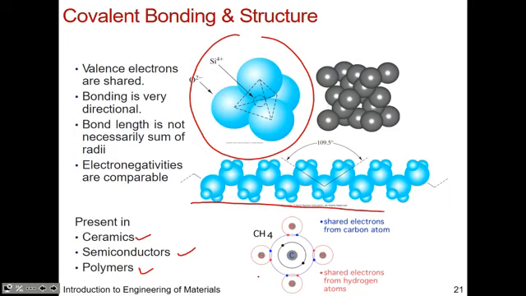Here you see a polyethylene chain, right? And we'll go into detail about that, where N describes the number of mers or monomers. And here is methane, CH4, and you can see sharing between carbon and hydrogen, and they're denoted as sharing like that.